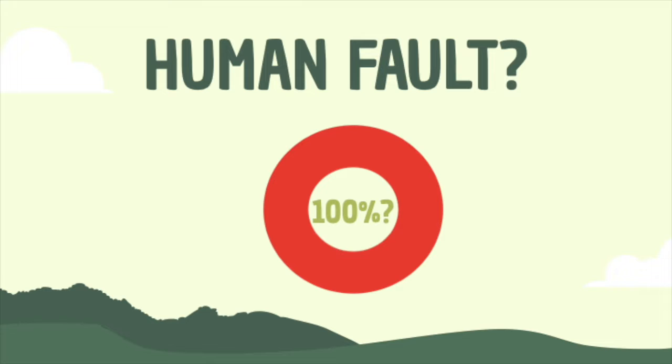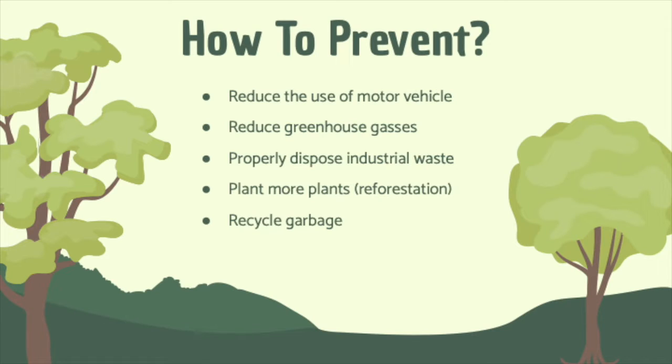Is the endangerment of habitat 100% human fault? As you know from the last video, Project 4, most of the harm was done by human hands, but not 100% of the fault is in human hands, because environmental conditions also take part in it. So, how do we prevent and protect them? We can prevent and protect them by reducing the use of motor vehicles, reducing greenhouse gases, properly disposing of industrial waste, planting more plants or reforestation, and recycling garbage.